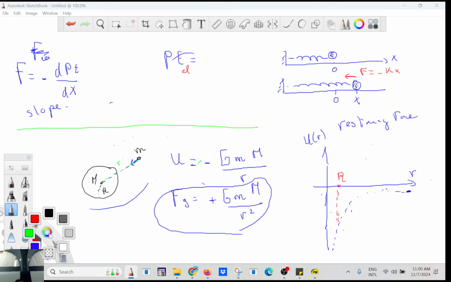Are you with me? So that will be my function. That will be the gravitational potential energy. You have to do it better than I'm doing, okay?